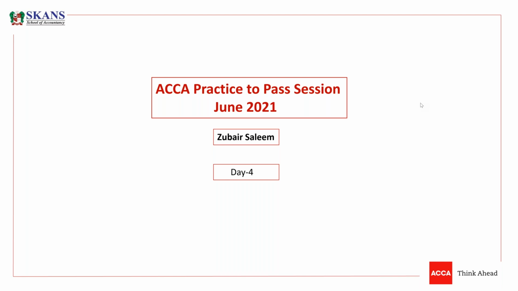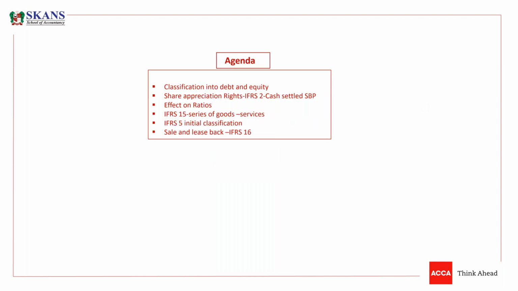Okay, brilliant. So, guys, this is day 4 for this practice to pass session for June 2022. And today's agenda is we are going to quickly revise and solve related questions on classification into debt and equity, share appreciation rights in IFRS 2, which is obviously cash settled share based payments, then the impact on ratios. What would be the impact of classification of debt and equity? What would be the impact of appreciations?